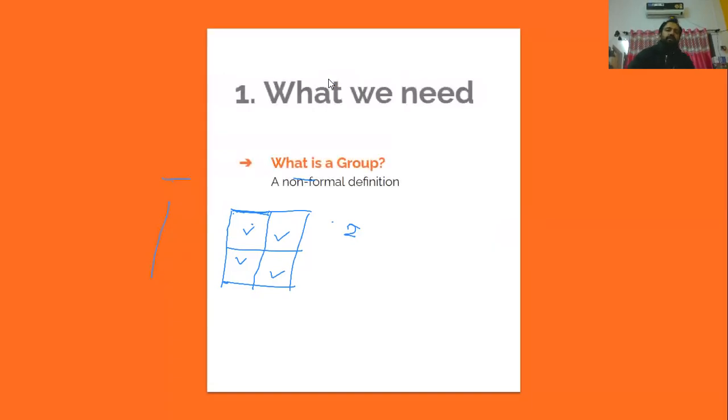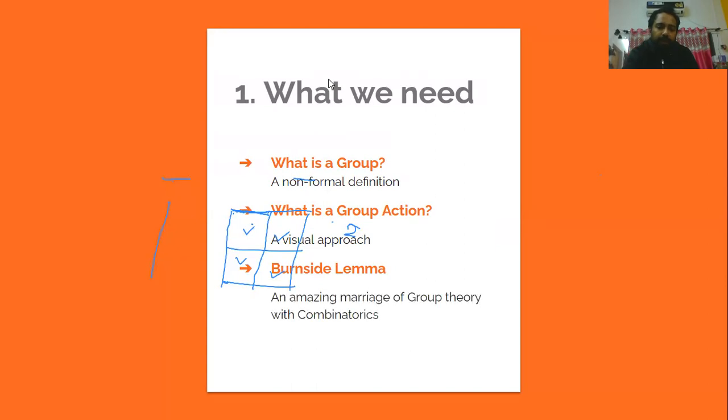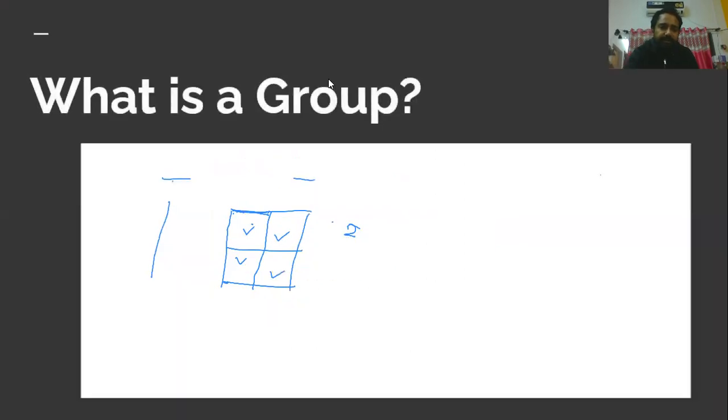So what do we need? We need a non-formal definition of a group. We need to know something called a group action, and we'll use a visual approach to do that. And the third thing we need is a discussion on Burnside's lemma. We'll be proving Burnside's lemma, in fact. And that's how we do it.